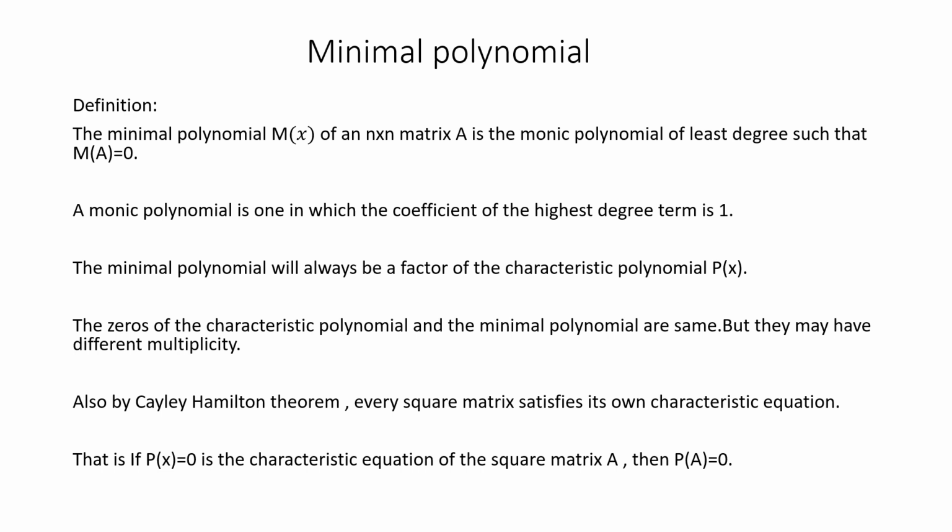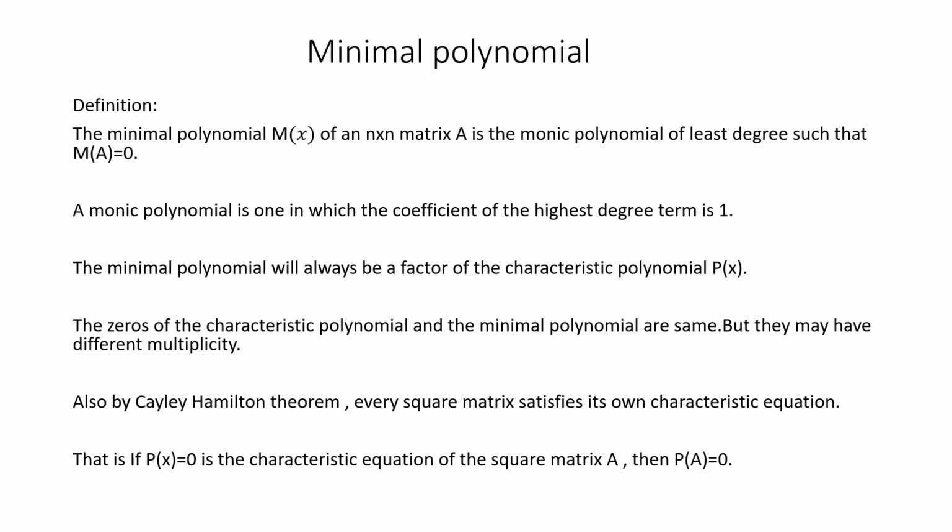The minimal polynomial will always be a factor of the characteristic polynomial. If we denote the characteristic polynomial by p of x and minimal polynomial by m of x, m of x is a factor of p of x. The zeros of both p of x and m of x are the same, but they may have different multiplicity. Means the powers of the factors may be different.